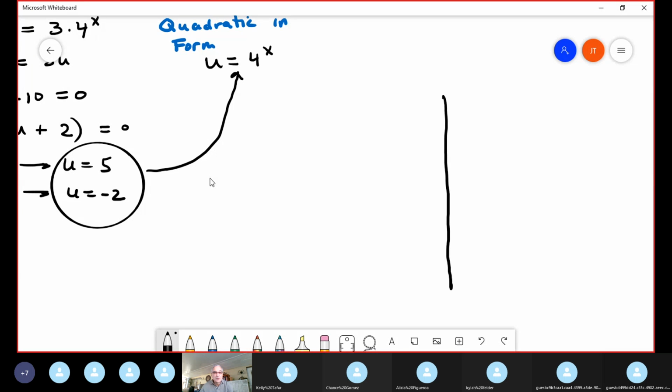For u5, then 4 to the x equals 5. It's my first equation. And my second equation is 4 to the x equals minus 2. At this moment, I need to solve two exponential equations. The first one is easy. I apply logarithm on both sides. I apply natural logarithm of 4 to the x equal natural logarithm of 5.